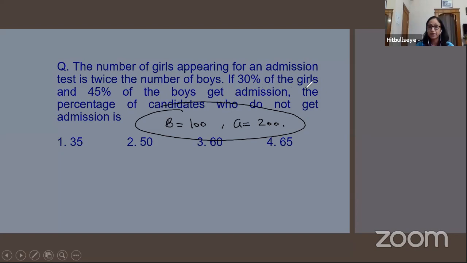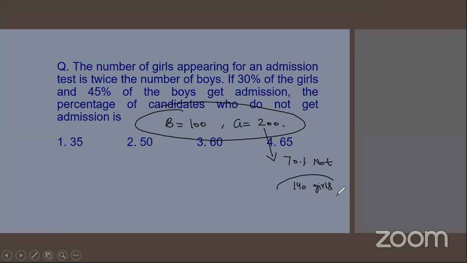Now, the question said that 30% of the girls have been able to get the admission and 45% of the boys have been able to get the admission. You can never swap them or mix them or take them together. Don't ever make such mistakes. 30% of the girls have been able to get the admission, and the question is asking for those who have not got the admission. So, obviously, 30% have got the admission, that means 70% have not got the admission. Now, what is 70% of 200 going to be? Obviously, it is 140 girls who have not been able to get the admission.